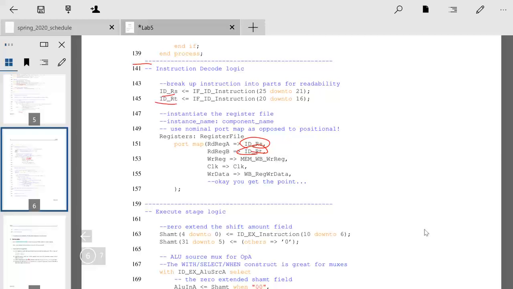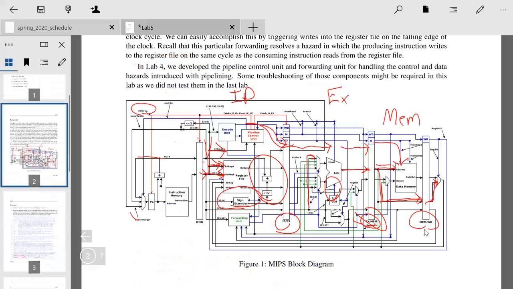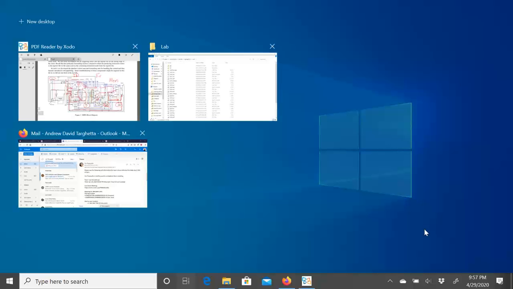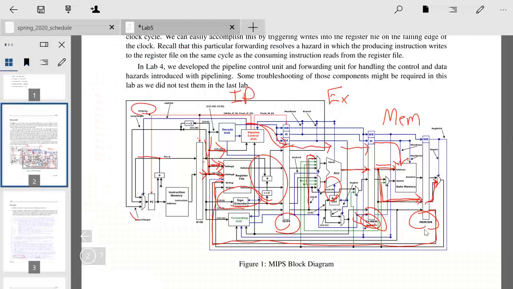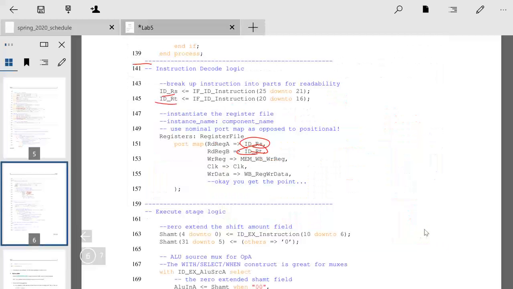And similarly, here's kind of a fun one. Remember this: the write register signal wraps back around. If we go look at the diagram, it comes from the write back stage, right? So here it is. This is the signal, and it's coming all the way over here, coming from the write back. Okay. Well, here it is.